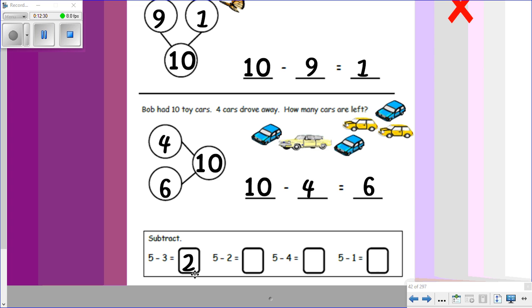All right, you try to do these now yourself. I'll just read them, and then I hope you get the number before I click on what it's going to be. 5 minus 2 equals 3. That's what you said. Try this one. 5 minus 4 equals 1. And this last one. 5 minus 1 equals 4. I hope you got them right. Great work.